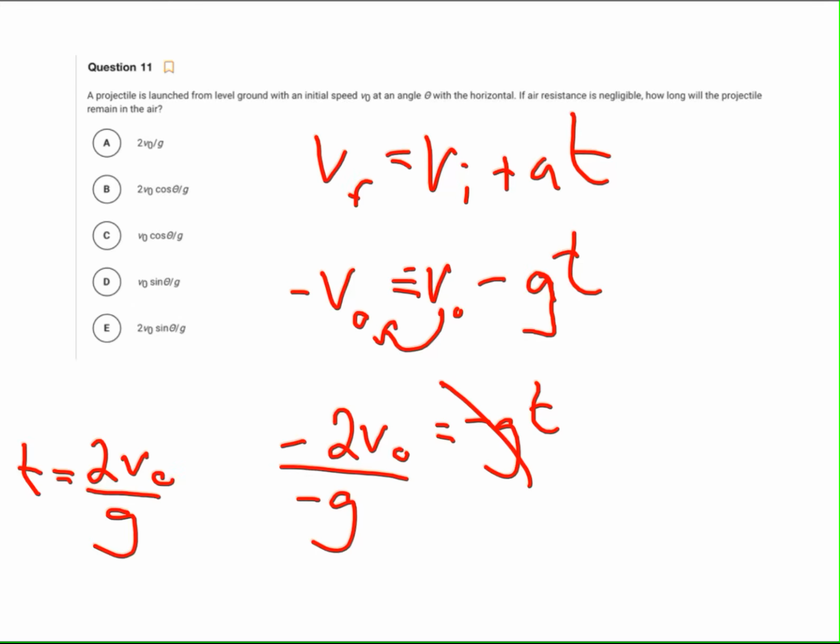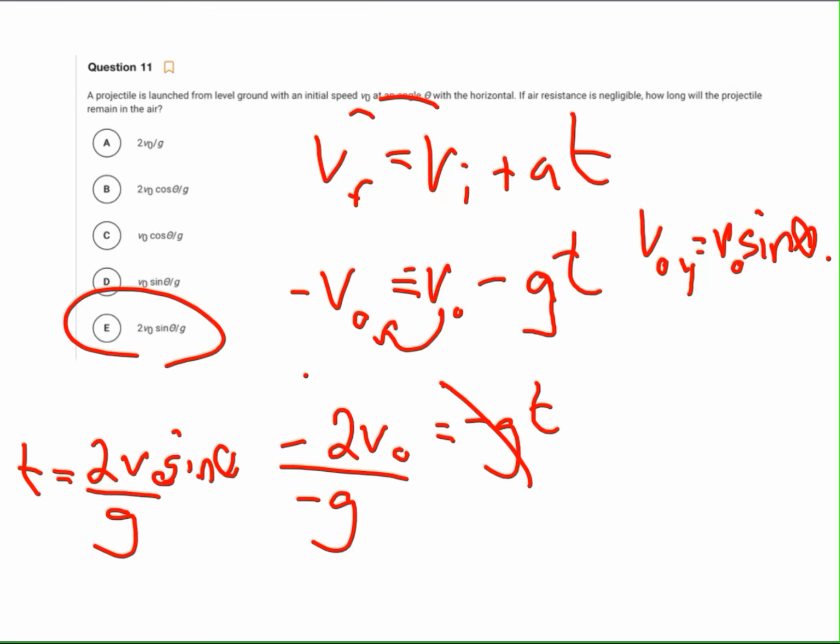2V0 over G. Now, the only problem is this is not just being thrown straight up in the air, it's being thrown at an angle. So that V0 that I've been using really needs to be V0 in the y direction, which is going to be V0 sine theta, which makes this 2V0 sine theta over G, which ends up giving us E.